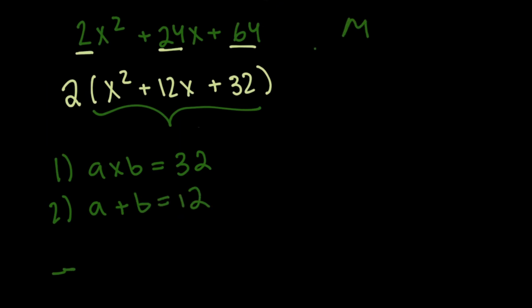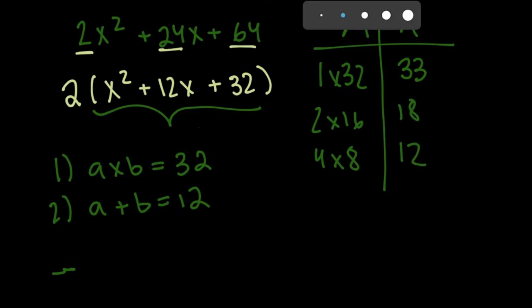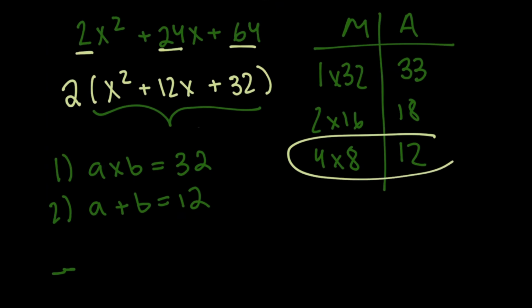So we go over here. See our factors of positive 32 are 1 and 32, 2 and 16, and 4 and 8. And then we add, we'll get 33, 18, and 12. We see here that we have found a solution. So our answer will be written as 2 times our polynomial that we have factored. So x plus 4 and x plus 8.